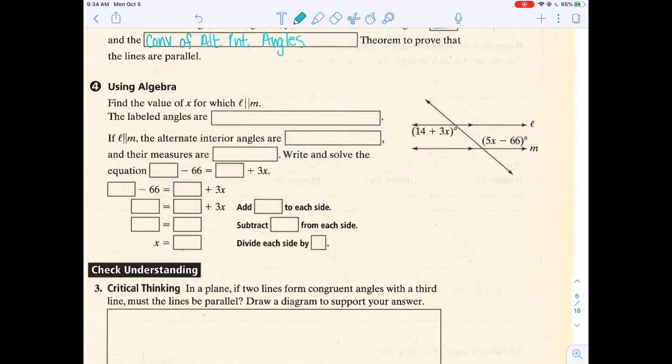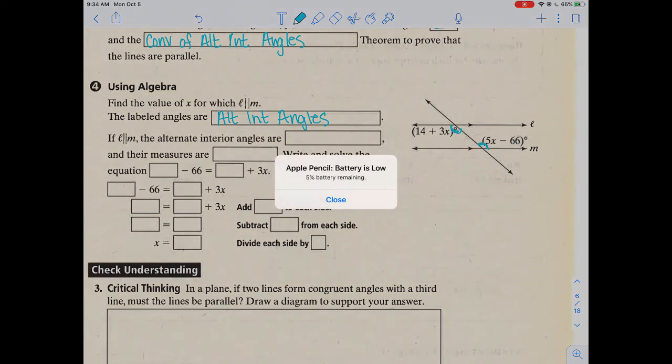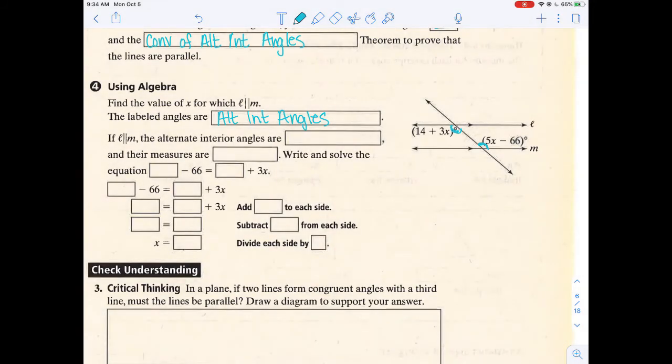Alright, and one more example here. Find the value of x for which line L is parallel to line M. The labeled angles are alternate interior angles. Alright, we've got this one here, this angle here, those are alternate interior. If these two lines are parallel, then their alternate interior angles are congruent and their measures are equal.